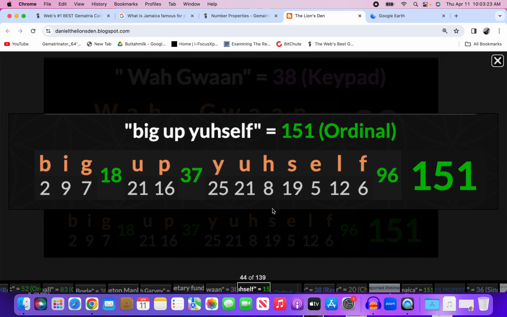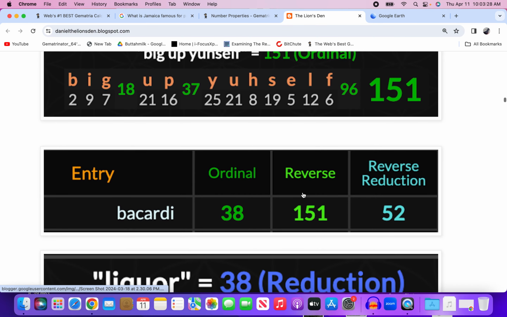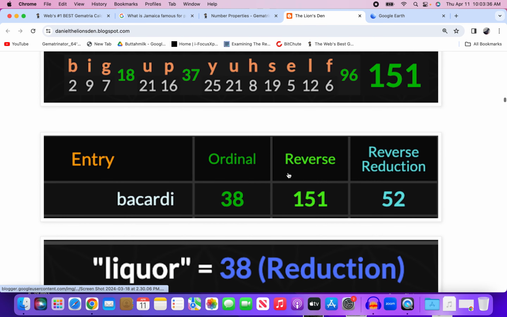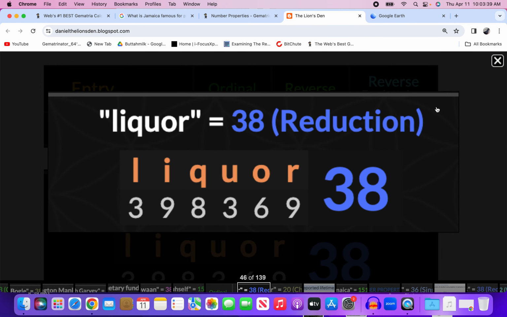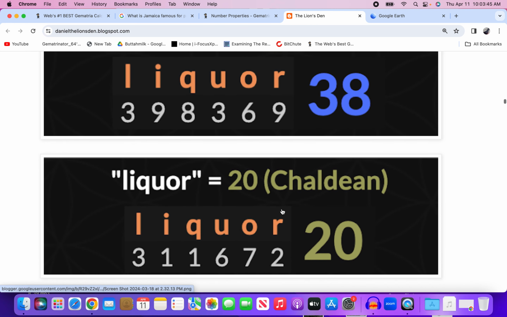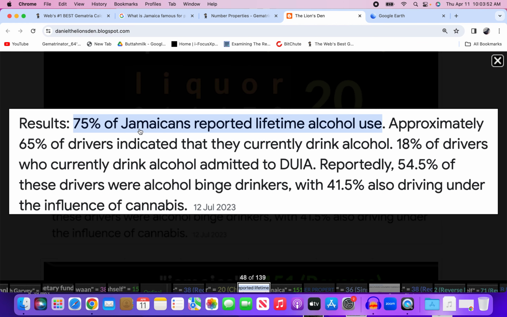Big up yourself equals 151, just like Jamaica. And Bacardi, I noticed. The rum Bacardi 38, 151, and 52, just like Jamaica's numbers. Liquor equals 38, just like murder, death, killing, and Jamaica. Liquor very popular in Jamaica. Liquor also 20 in Chaldean, just like Jamaica. So 75% of Jamaicans reported lifetime alcohol use.